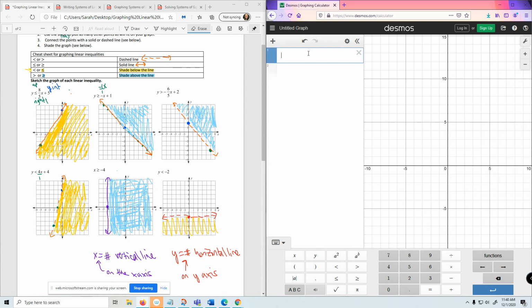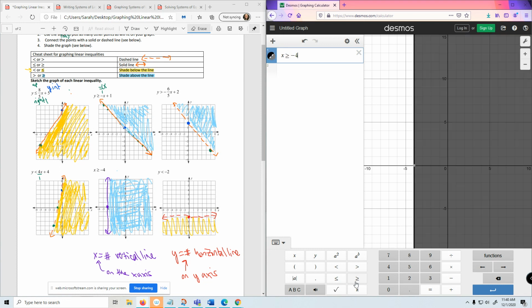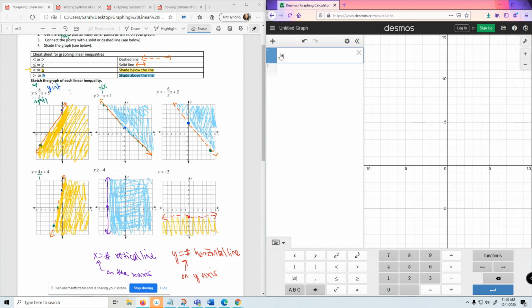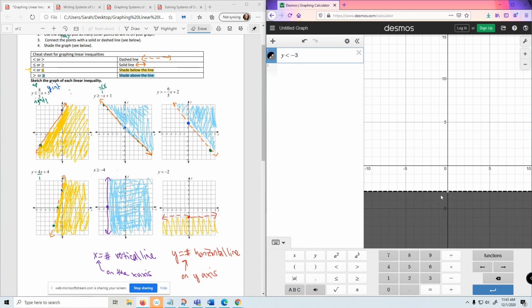And then same idea with our vertical and horizontal lines. X greater than or equal to is right here, -4. Notice we have that solid line with the shading going to the right. And last but not least, y less than -2. Looks like what we have here.